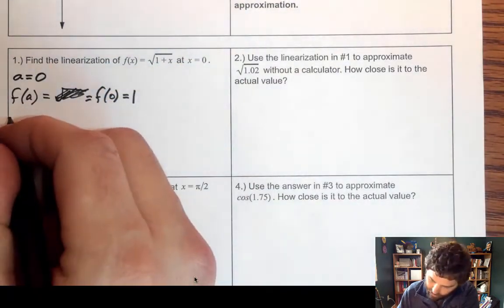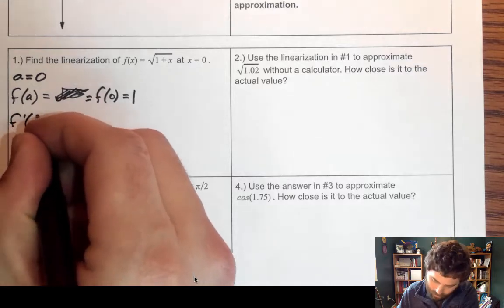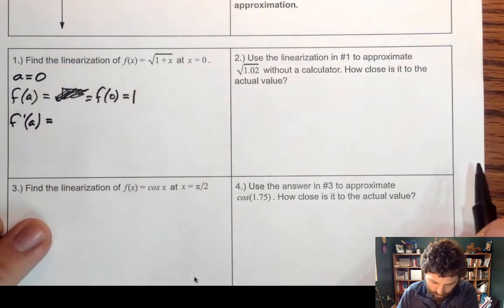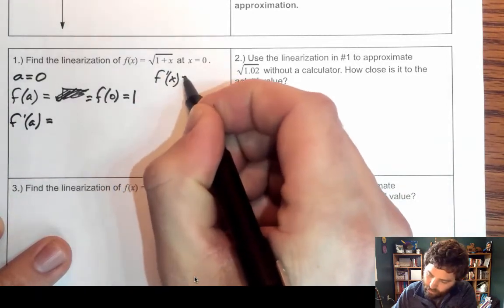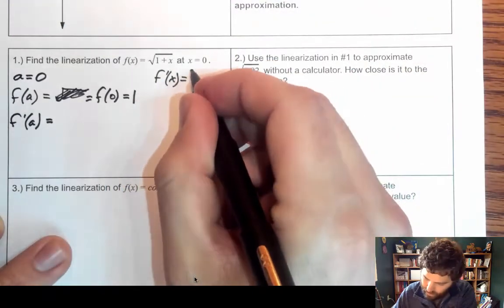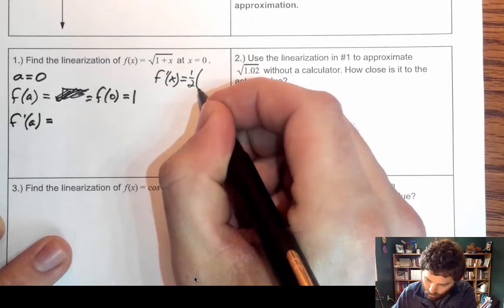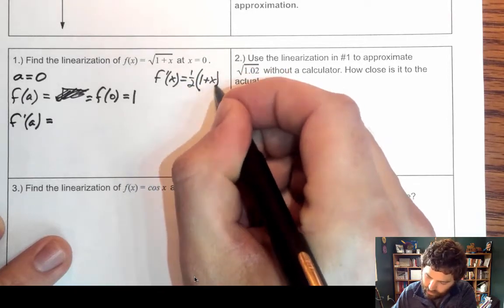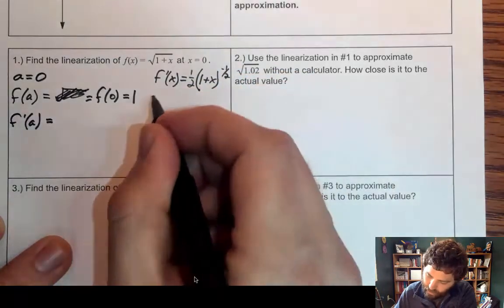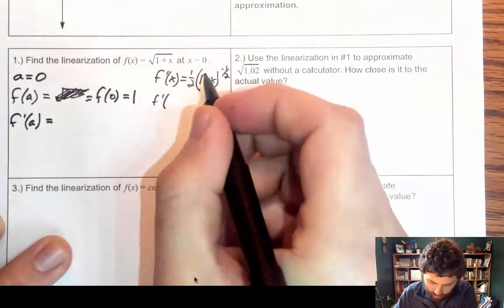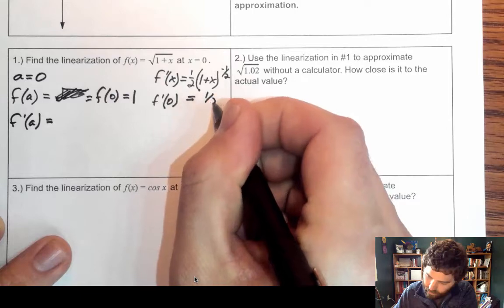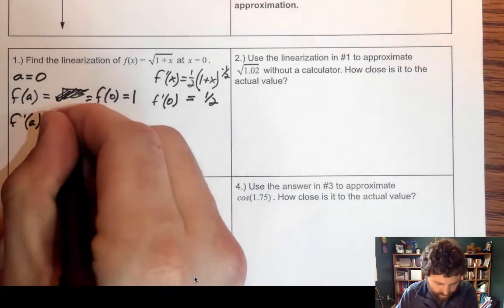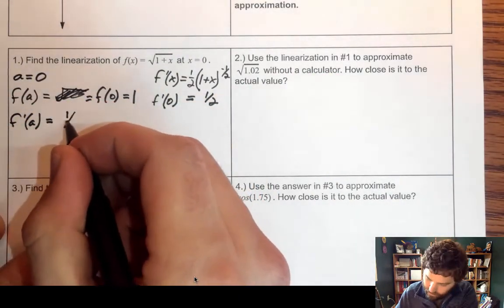And then we need f prime of a. Well, we can figure that out real quick. F prime of x, we can get the derivative of this. This is just 1/2 of 1 plus x to the negative 1/2. F prime of 0 then is going to end up being just 1/2. Okay, so f prime of a will be 1/2.